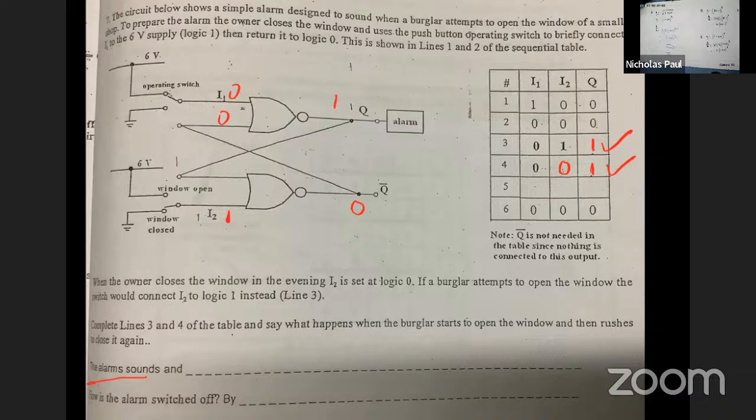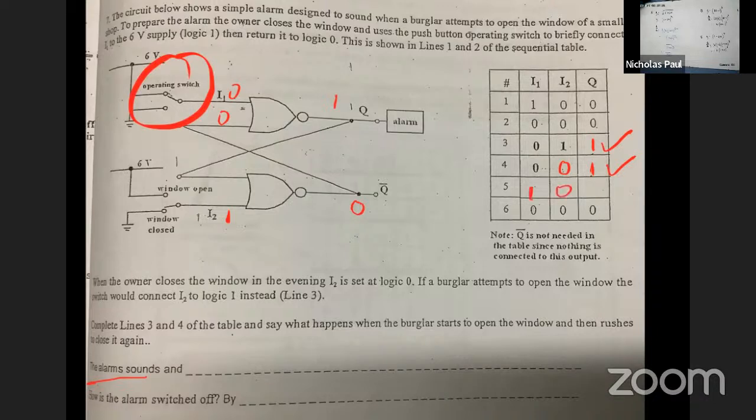So the alarm doesn't go off. Although we push in the window and this became 0, the alarm is still on because Q still stays 1. How to switch off the alarm? Press the button. You have to turn the switch on and off again. You have to switch back the switch here to 1, 0.